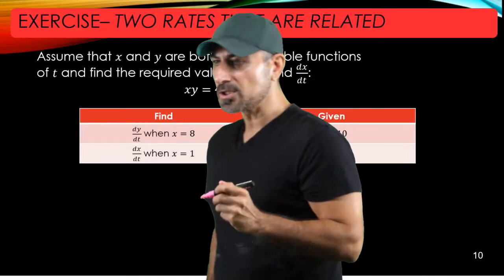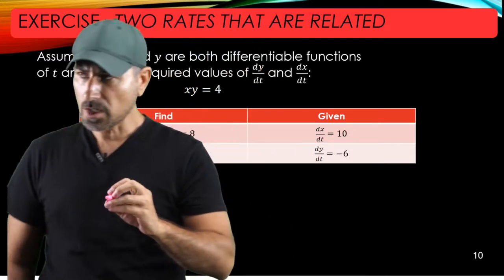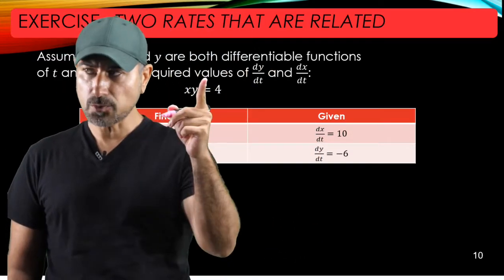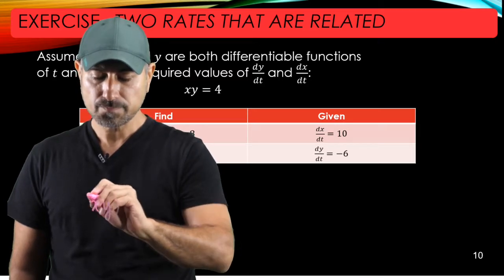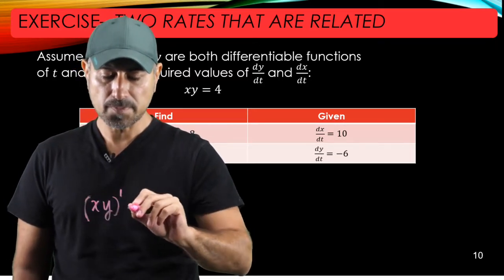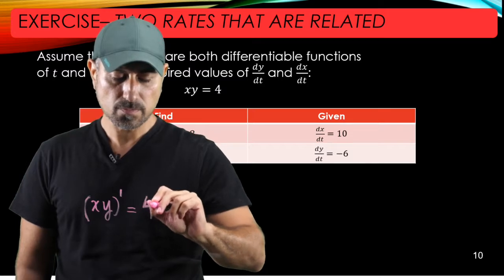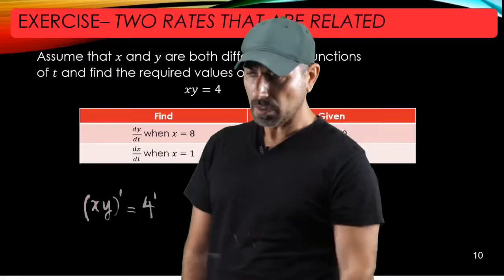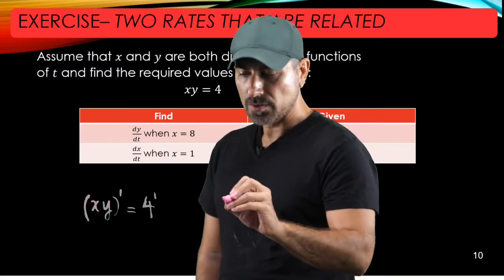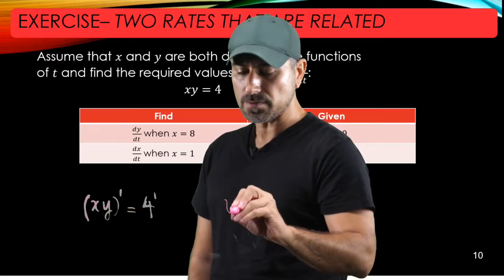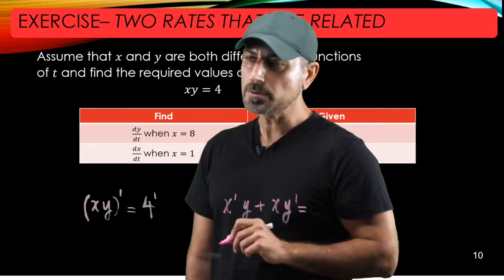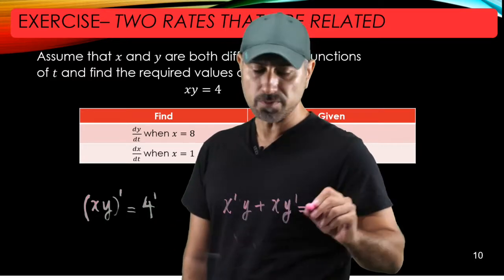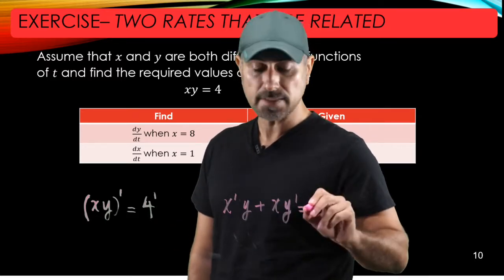In other words, let me just write that precisely here. So the derivative of this equation, xy prime, equals 4 prime. So this is going to be the derivative of x times y, and that's equal to the derivative of 4, which is the derivative of a constant, and that is equal to 0.